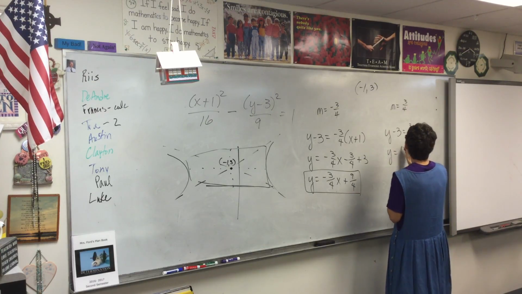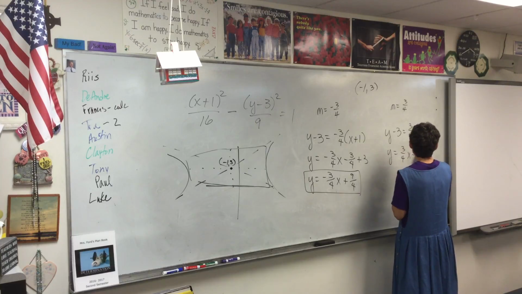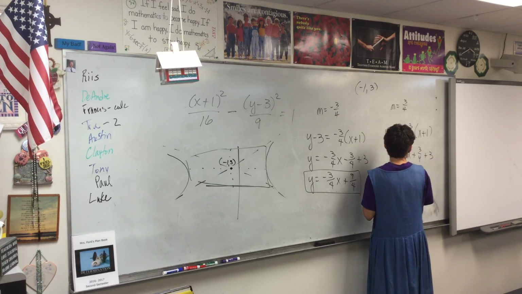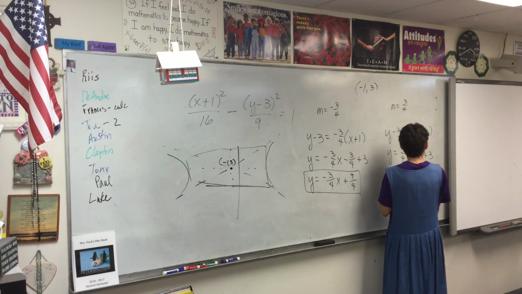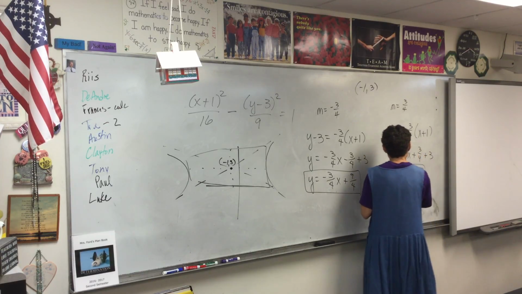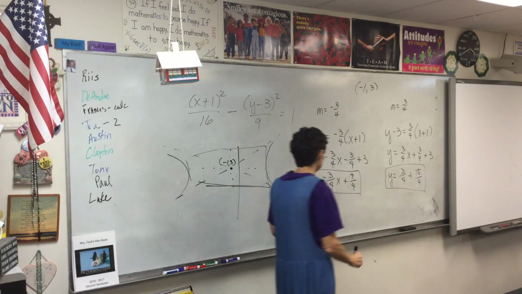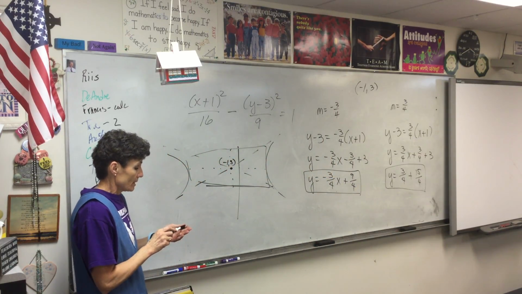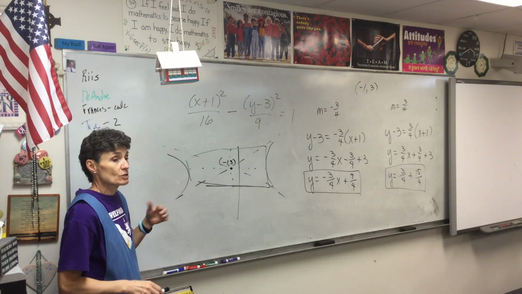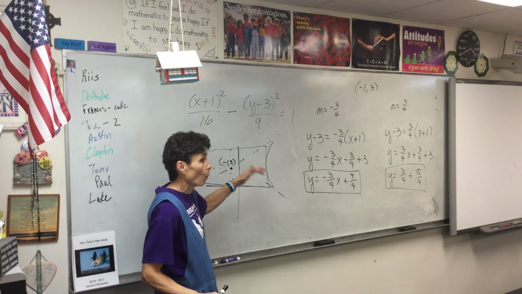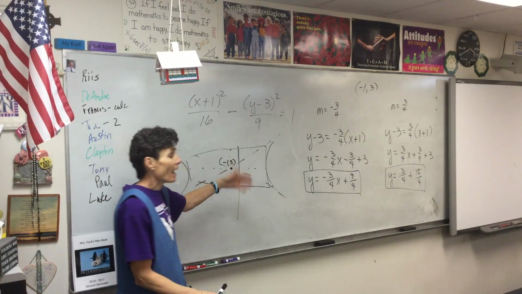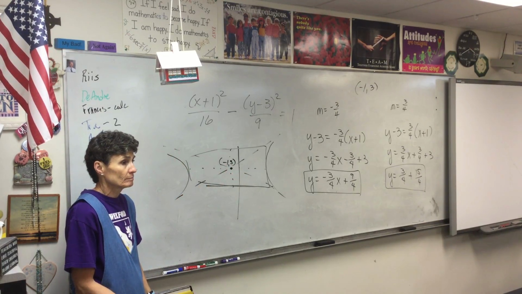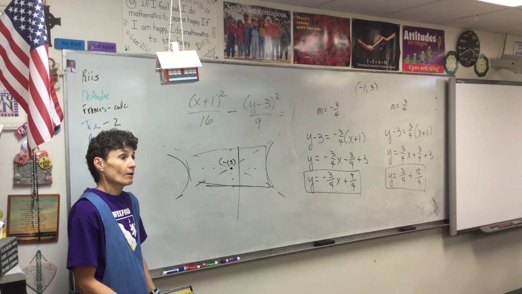And the other one will be y = 3/4 x plus 15/4. Now you need to be able to do that. So again, you don't have to do it the way I do it, but you have to come up with that answer. Rachel? Is there a directrix in an ellipse?